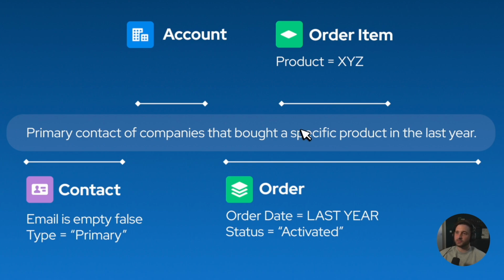So this buying behavior in our example is stored as orders. So the order date should be during the last year and the status should be activated. And additionally, it's about a specific product. So those orders also need related order items with that specific order product.